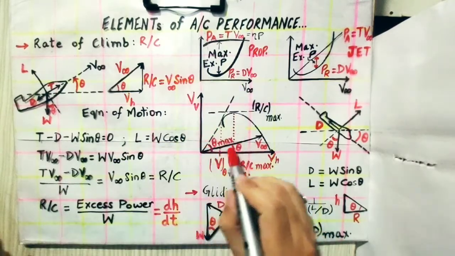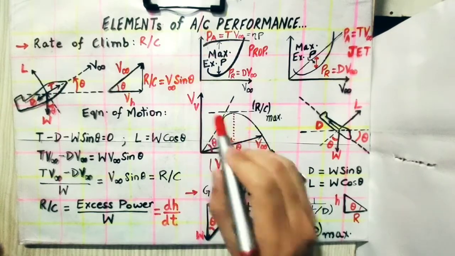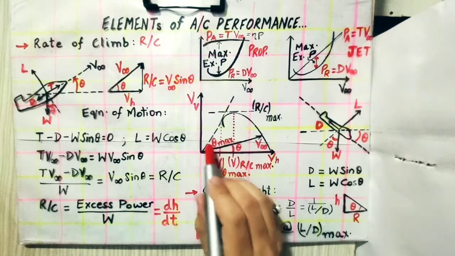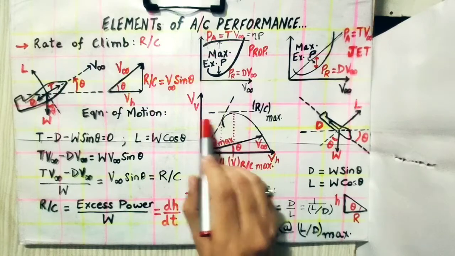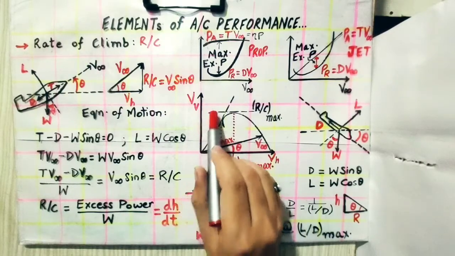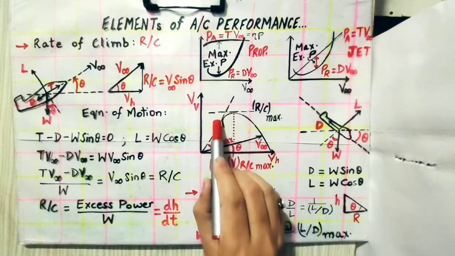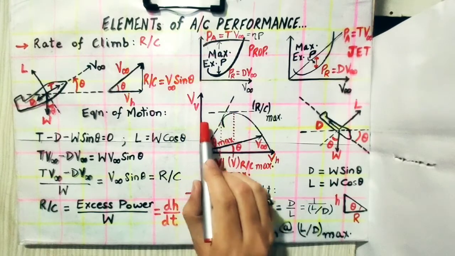So this will be the theta max, for vertical velocity component vv and horizontal velocity component v at theta max, because theta is maximum at this climb angle. Here the vertical component of velocity is less than the maximum rate of climb. The vertical component of velocity is maximum at this point, but this is the maximum climb angle with a lower vertical velocity component.